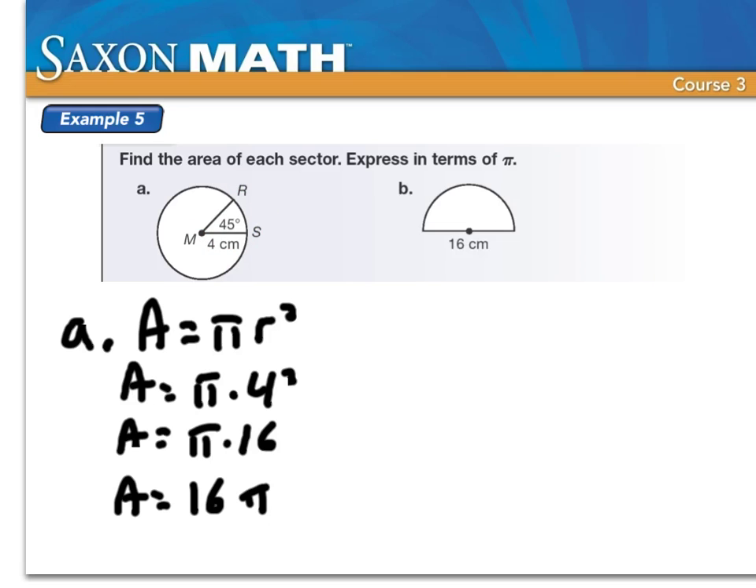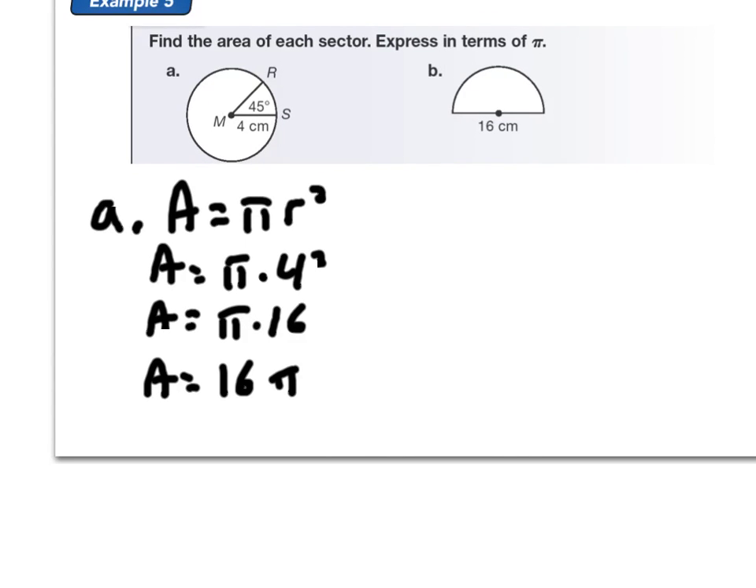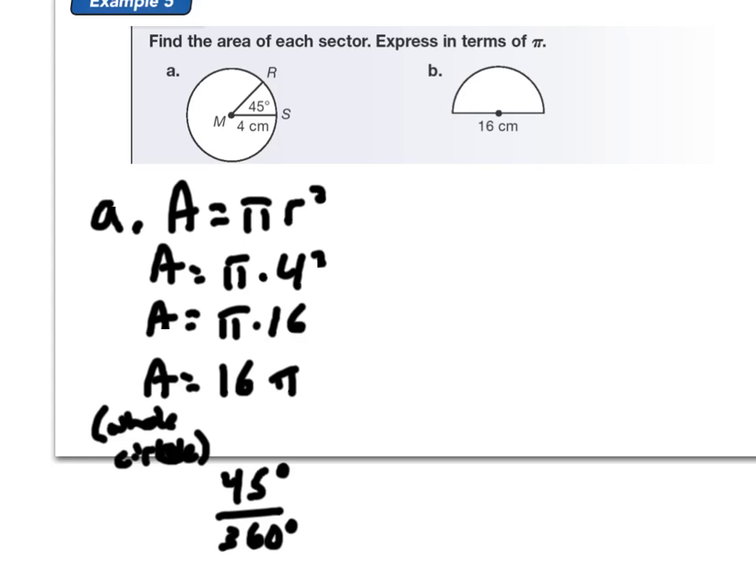Okay? So what we just found was the area of the whole circle. Okay? So the area of the whole circle there. Well, to find the area of the sector, we're going to figure out what fraction of our whole circle this sector is. So the central angle is 45 degrees. So 45 degrees out of 360 degrees, we need to figure out what that is.